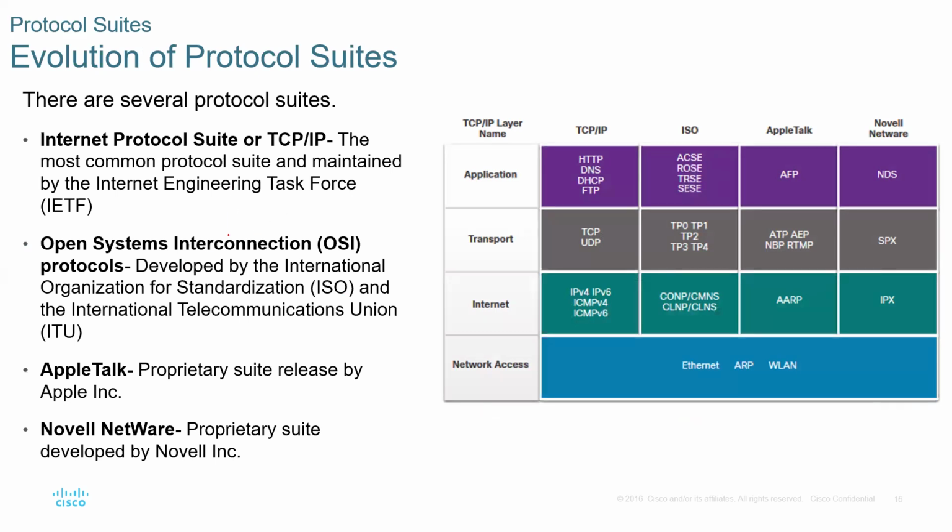AppleTalk and Novell Network, not Cisco, are also protocol suites, a group of related protocols. For TCP/IP, the layers are application, transport, internet, and network access. We have a group of protocols which form the application layer. Some of them are HTTP, DNS, DHCP, FTP.